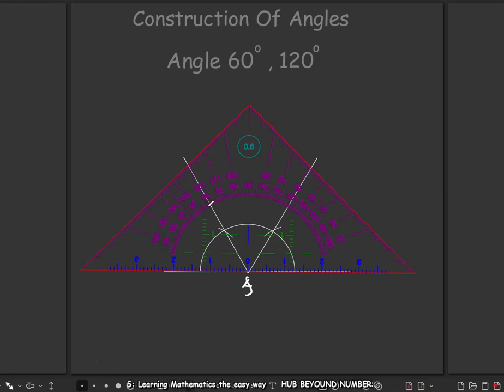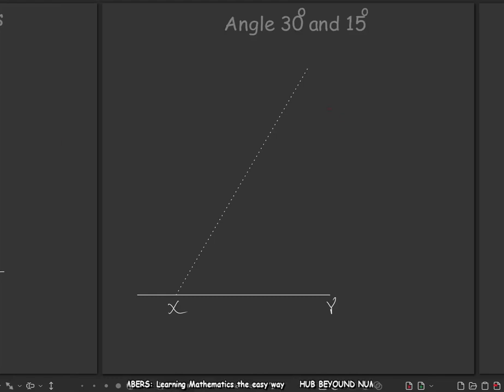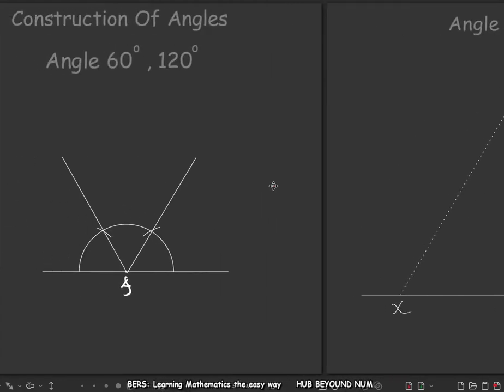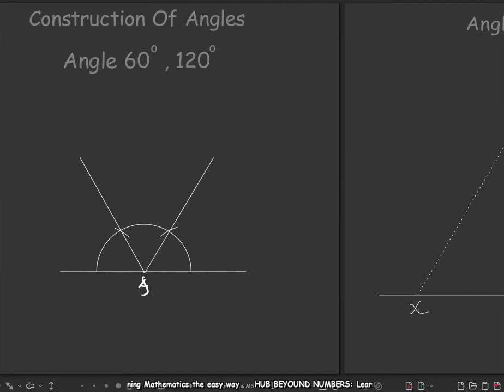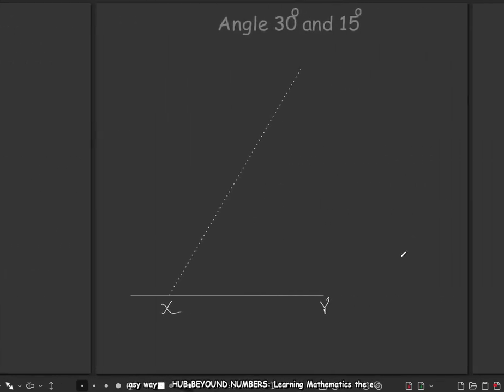Now let's look at how we construct angle 30 and then 45 and then 15 degrees. Okay, so now when it comes to construction of 30 and then 15 degrees, your initial step is that you have already constructed angle 60 degrees. You see, we have constructed angle 60 degrees. So with this same procedure here, we have constructed it over here. You see, okay. Now that we have constructed this angle 60, this is angle 60 degrees.